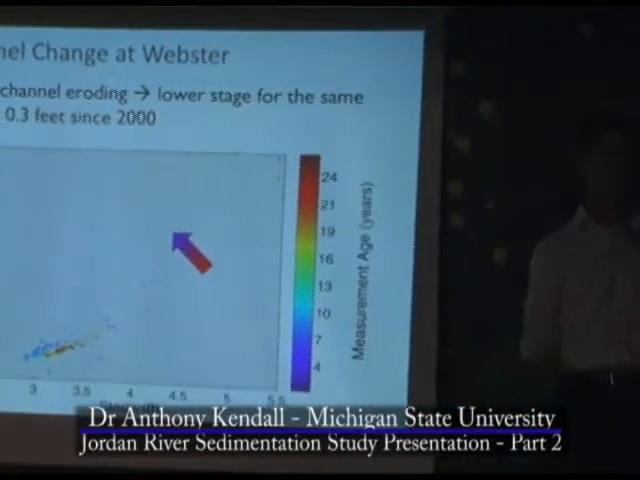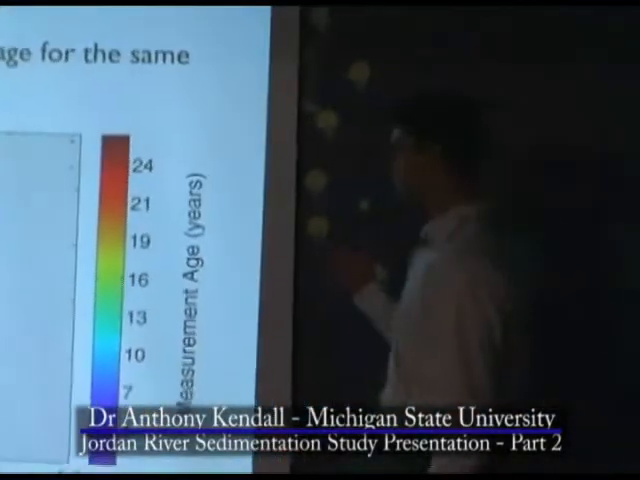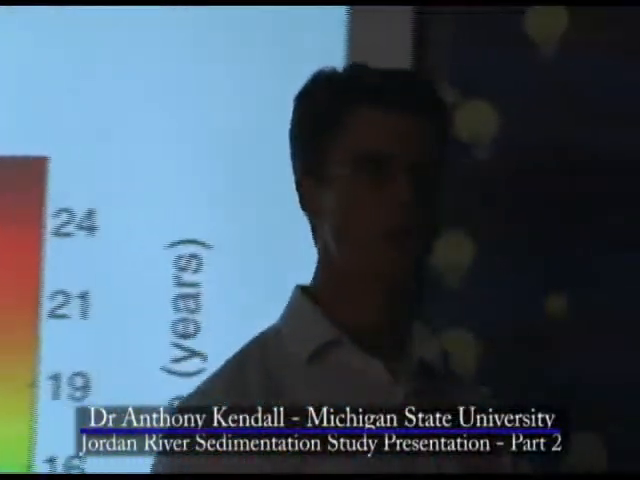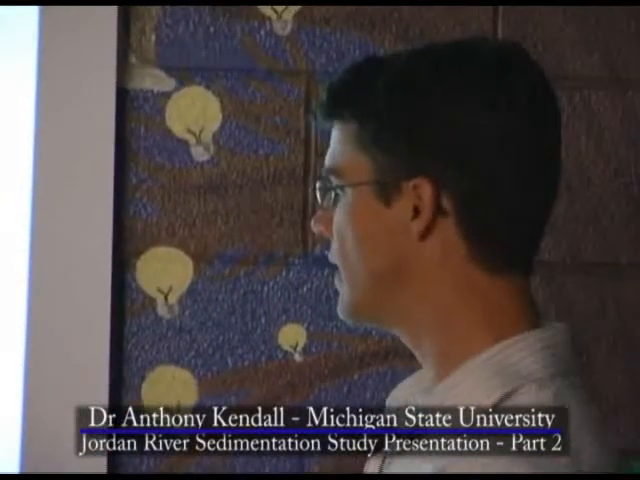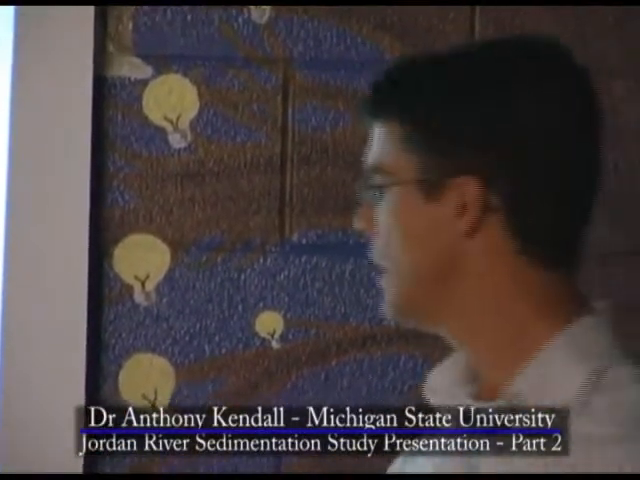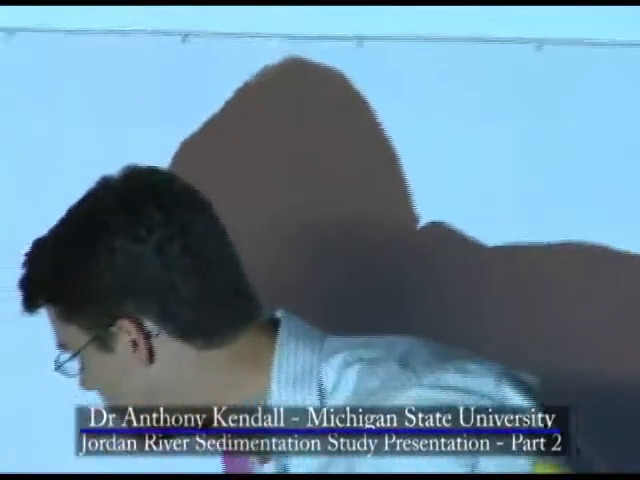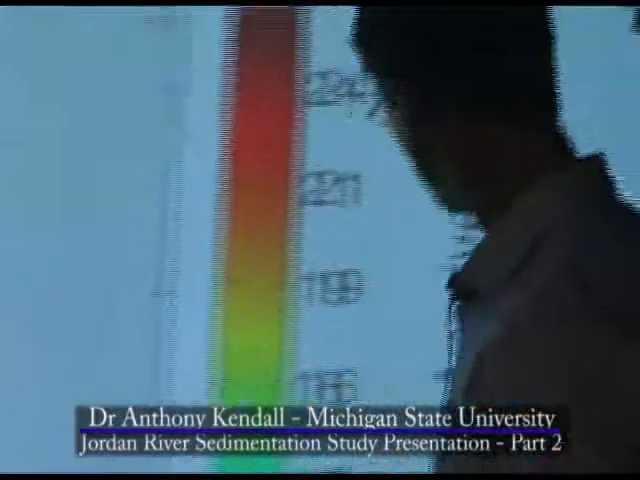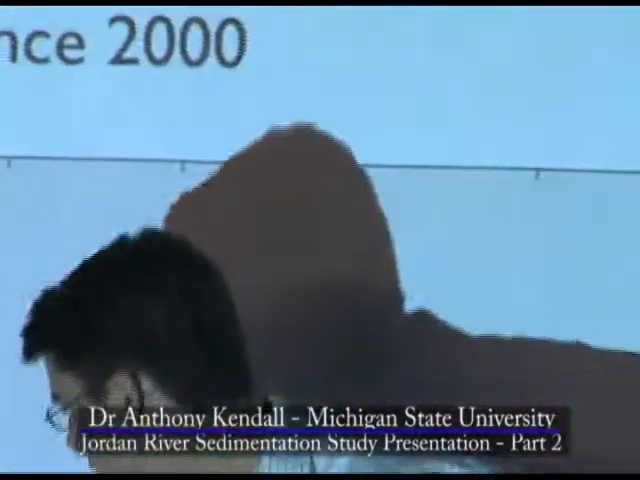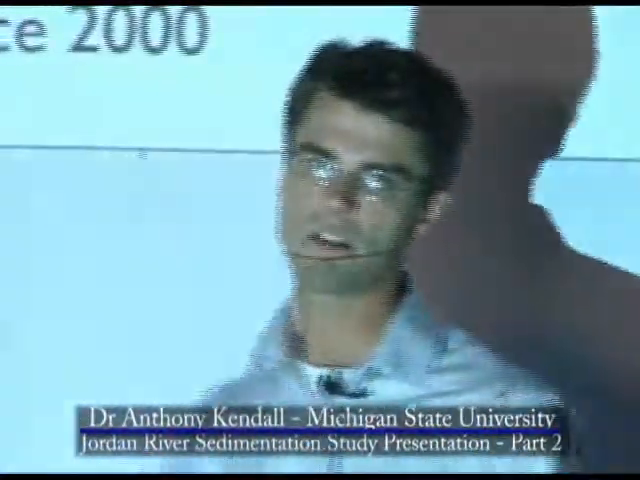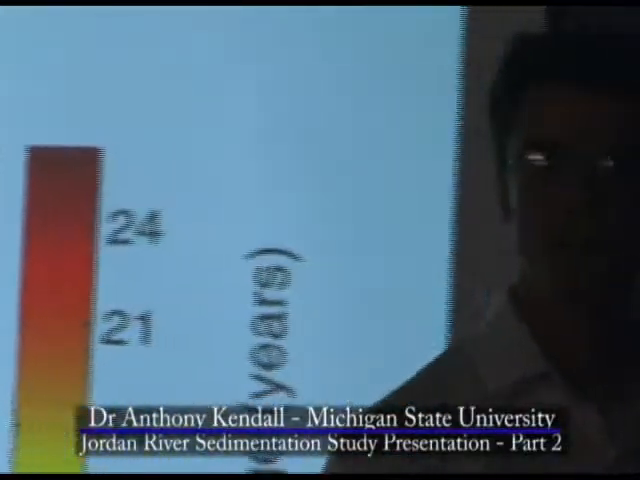Up until about 15 years ago, 1996, the Webster gauge site was behaving relatively predictably. There weren't really big shifts required in the rating curve by the USGS, and it had been stable for at least a 10-year period prior. Then, within a space of about 5 years, going from light green to light blue, this has shifted to a very different system. The system has downcut 0.3 feet at Webster, and it took about 5 years for that to happen.